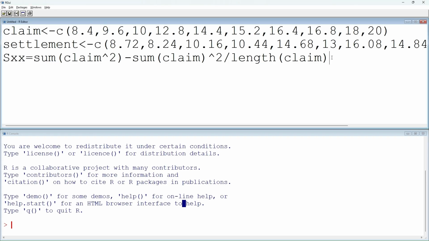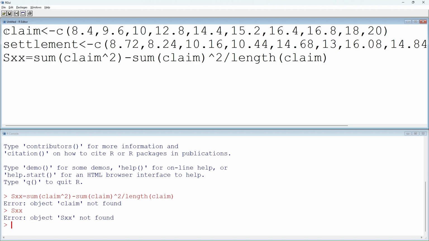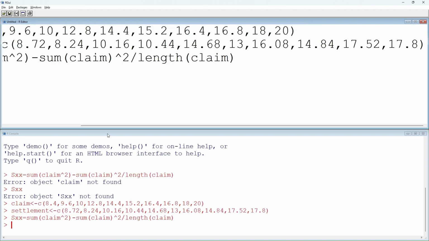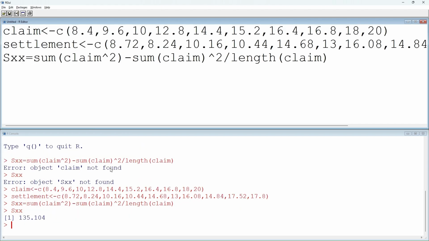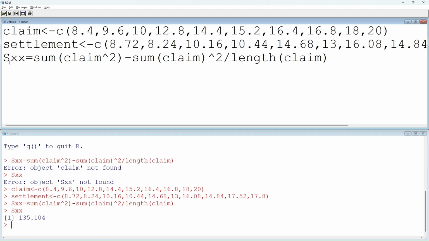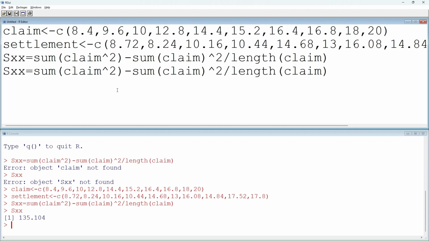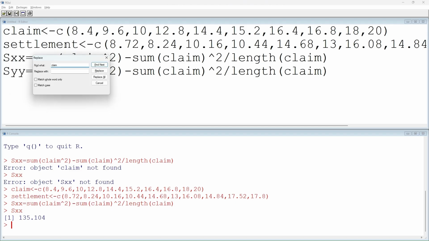So I'm going to execute that, and then we can just quickly check the sum of x squared. So sorry, first of all, I need to run all this. And we can just quickly check the sum of squares of x, and we get 135.104. The sum of x squares, 135.104, the same thing. Now, I guess you would have understood that if you have to do it for the sum of squares of y, it's a quick thing. I just need to replace x by y, and replace the claim by the word settlement. So I will just find that and replace by settlement each time.